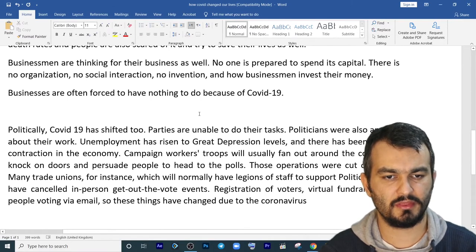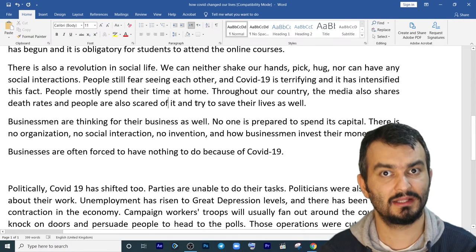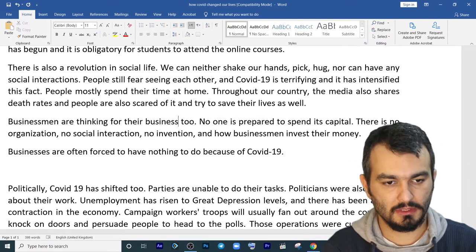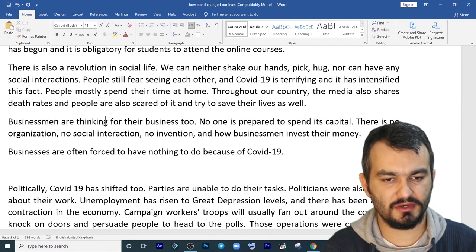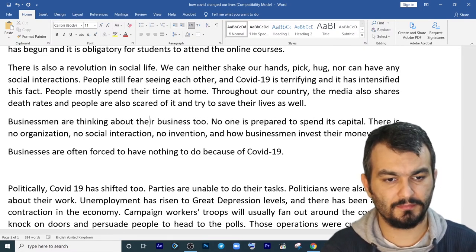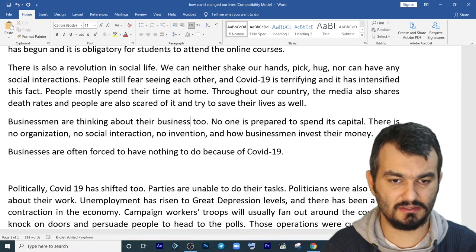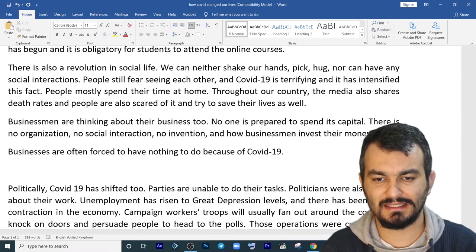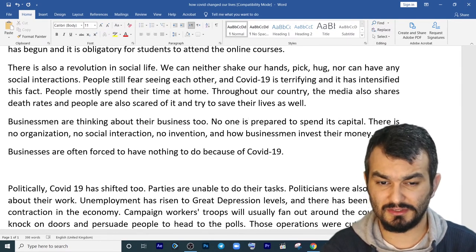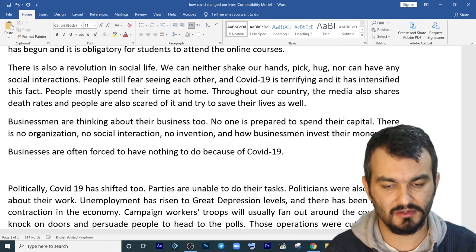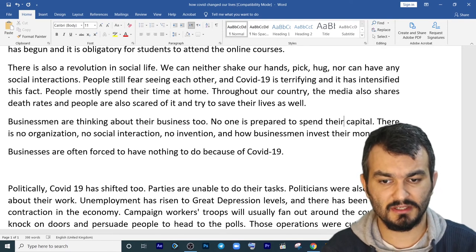Businessmen are thinking for their businesses as well, you know, as well. You can also change that too. So businessmen are thinking for their business or businesses too. You can say are thinking about their business or businesses too. You can say also, no one is prepared to spend his or her. In writing, you can say their. It's better. Their capital, because you're talking about the money.